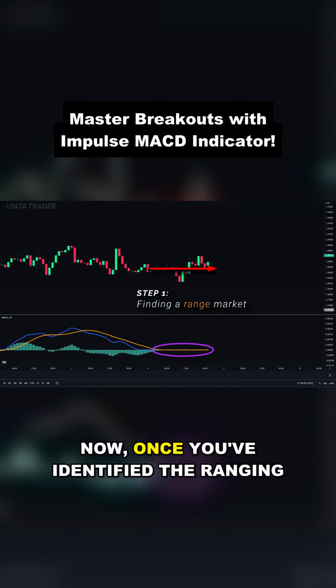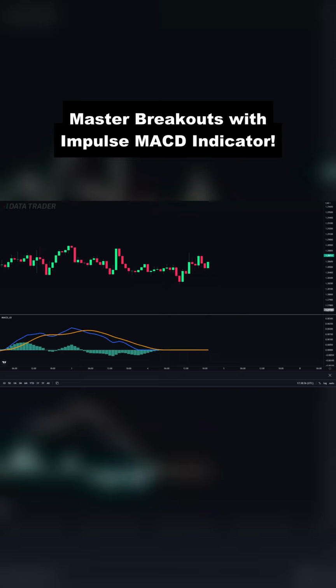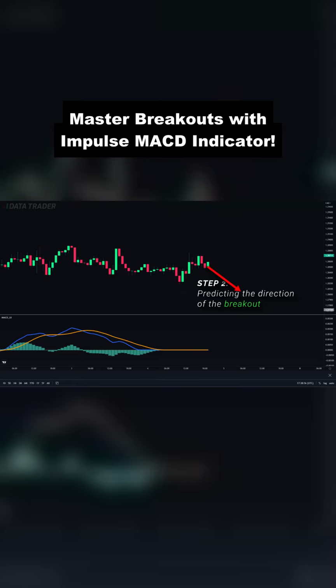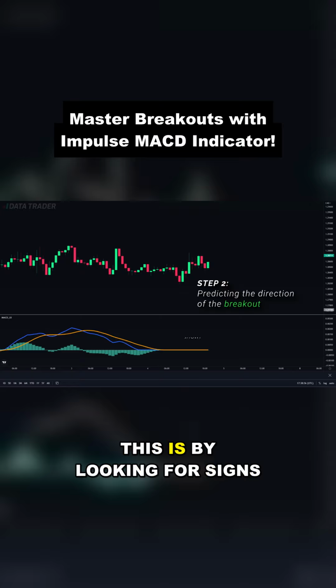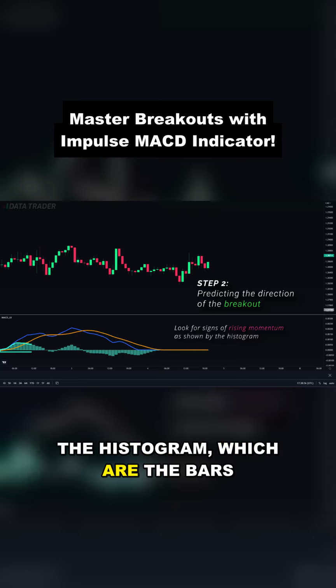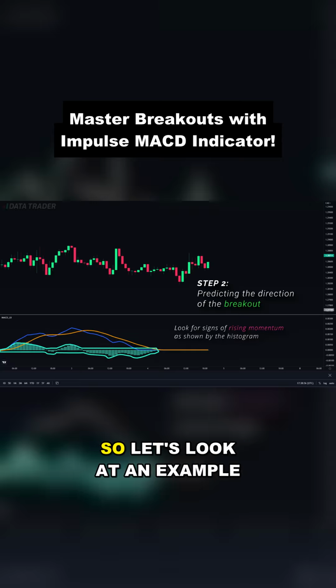Now, once you've identified the ranging market, the next step is predicting the direction of the breakout. Will it happen to the upside or the downside? And so the way you do this is by looking for signs of rising momentum as shown by the histogram, which are the bars that you can see on the middle. So let's look at an example of that.